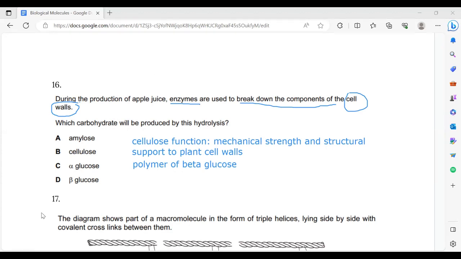So our option here would be beta glucose. Our straightforward answer would be beta glucose. After the hydrolysis, cellulose will not be present. It will only be beta glucose. So that is also not an option.